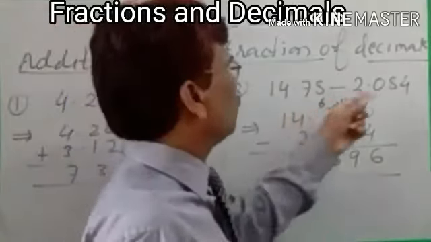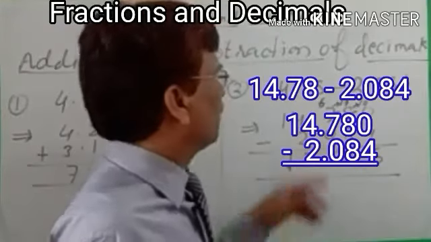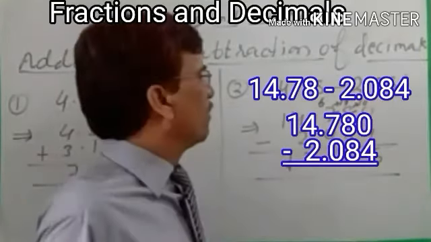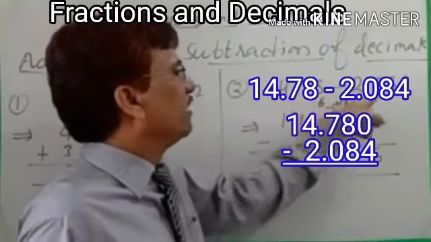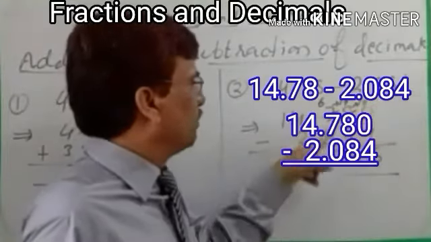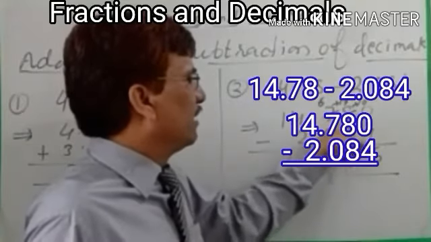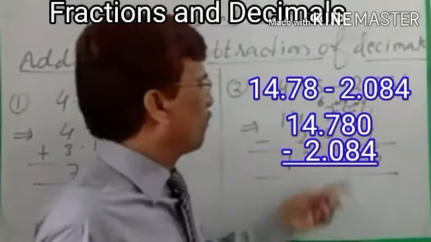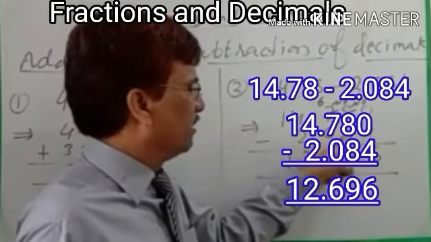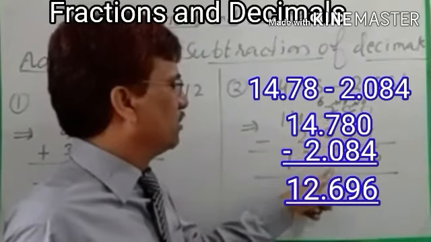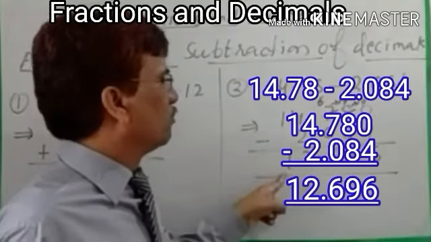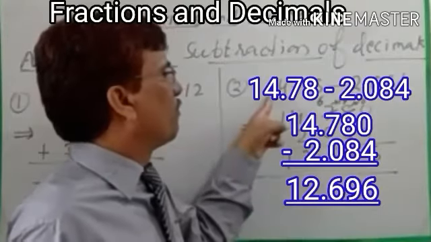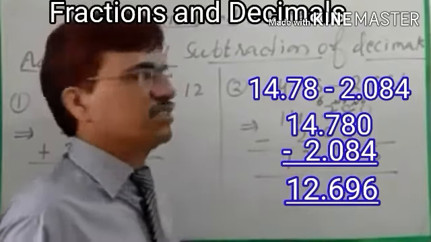Now subtract 2.084 from 14.78. After the decimal 2 digits, and after the decimal 3 digits. So first we have to convert into like decimals. We put 0 after 8. Now 14.780 minus 2.084. 10 minus 4 is 6. 17 minus 8 is 9, and 6 minus 0 is 6. 4 minus 2 is 2, and 1. So if we subtract 2.084 from 14.78, we get 12.696.